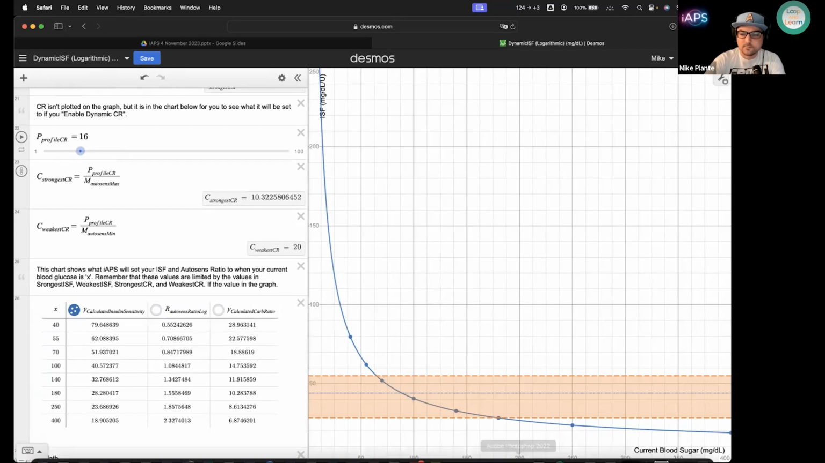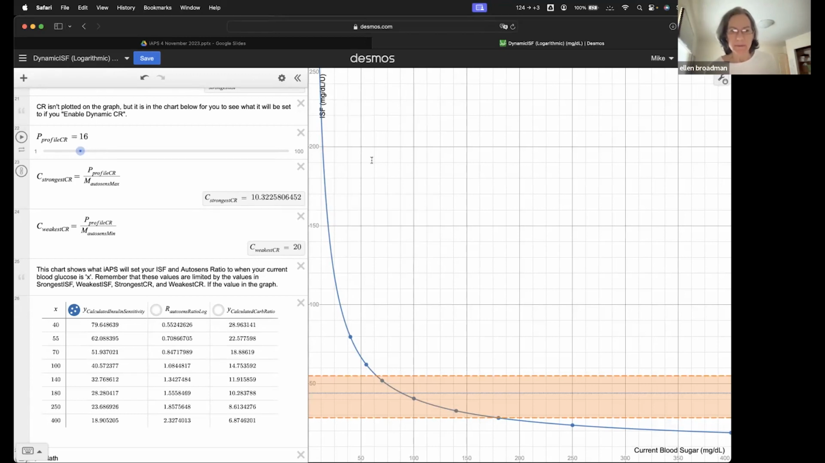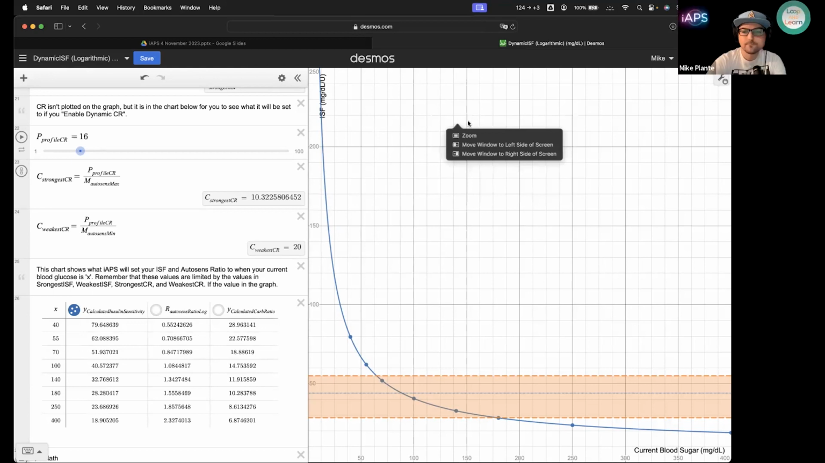So any questions on logarithmic? Mike, do you have any thoughts on how people should determine how much flexibility they want to give iAPS in raising or reducing their ISF and carb ratios? I guess carb ratios aren't really affected. This is just ISF, right? Well, if you have dynamic carb ratios turned on, it'll also be affecting your carb ratio.